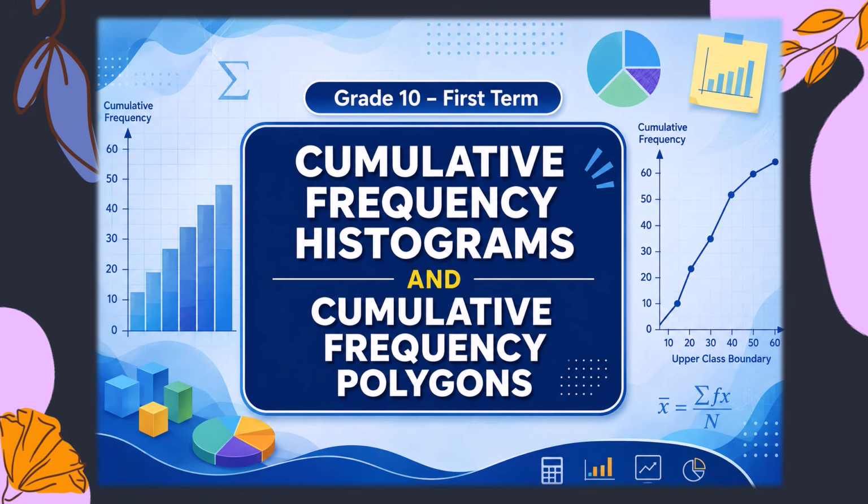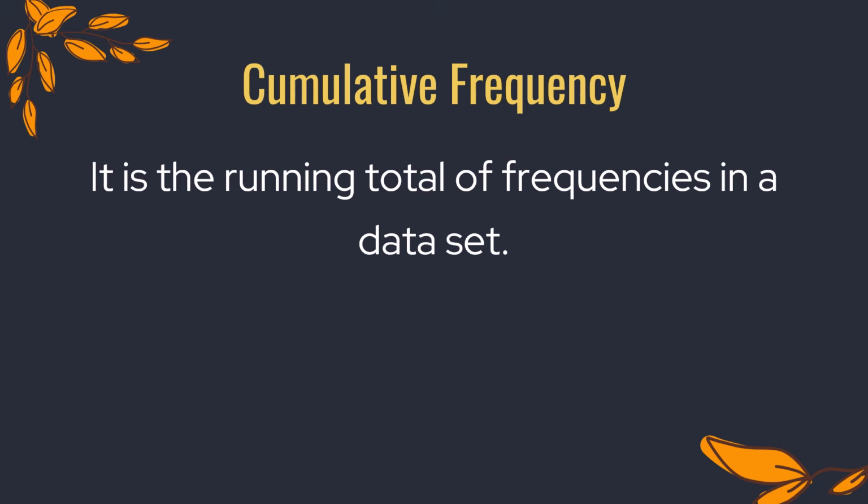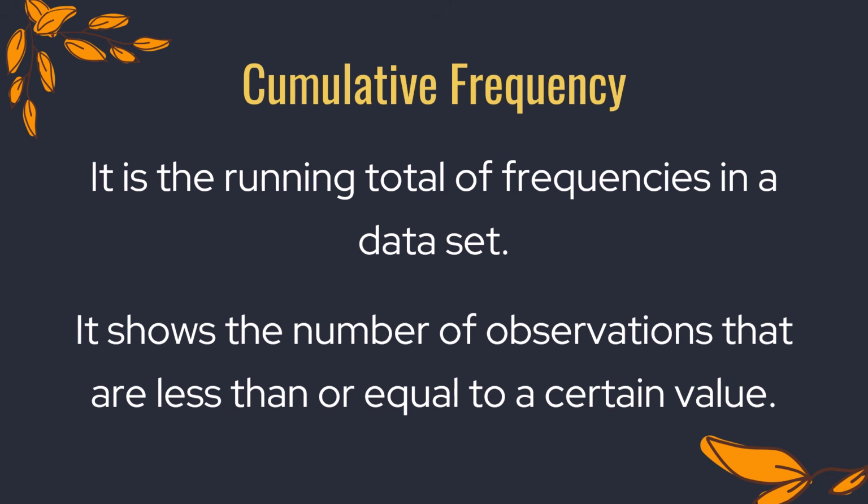Our lesson is about cumulative frequency histograms and cumulative frequency polygons. What could be the cumulative frequency? Cumulative frequency is the running total of frequencies in a dataset. Another definition: it shows the number of observations that are less than or equal to a certain value.